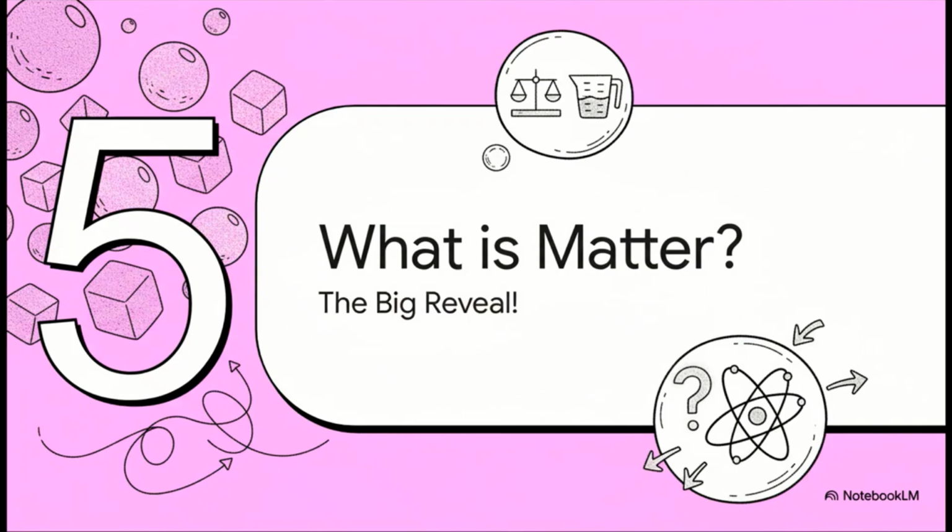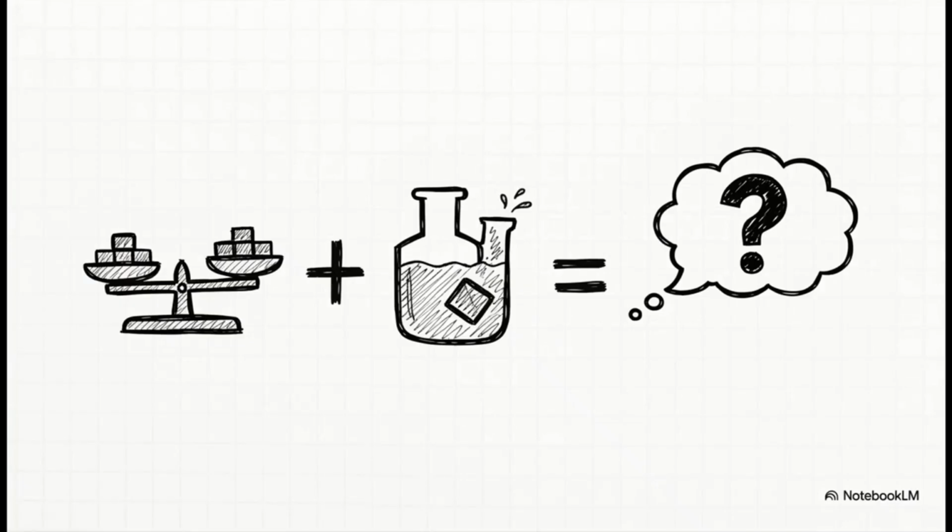So we did it. We found the two secret clues that connect every single object we saw at the beginning. Everything has mass, and everything has volume. And that discovery leads us right to the final grand reveal, the answer to our big question. Let's just put it all together now.